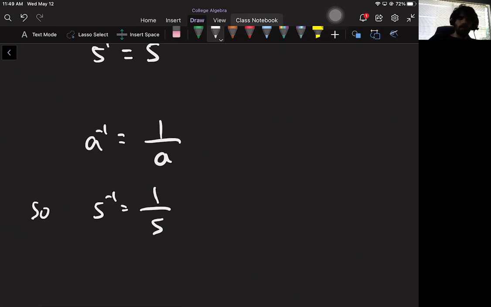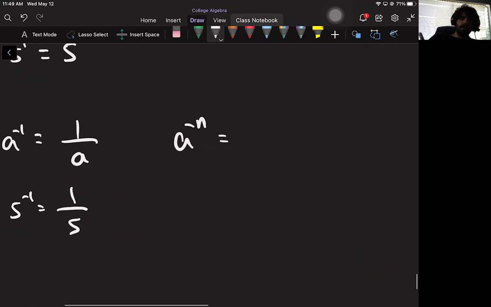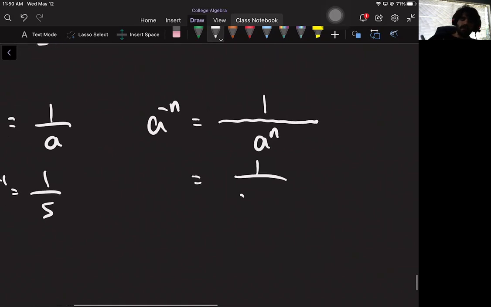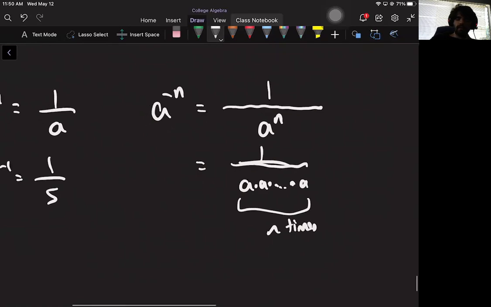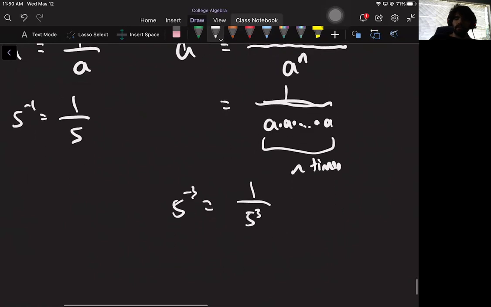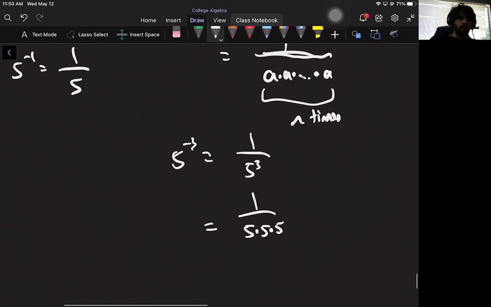And then you can do more powers that are negative. So you could do a to the -n, and it means exactly what you think it means. So it means flip over a to the n. And so it means multiply a by itself that many times. So n times, but now in the denominator. So for example, 5 to the negative 3 would be 1 over 5 to the 3, or 1 over 5 times 5 times 5. So I guess 1 over 125 is what that would be.